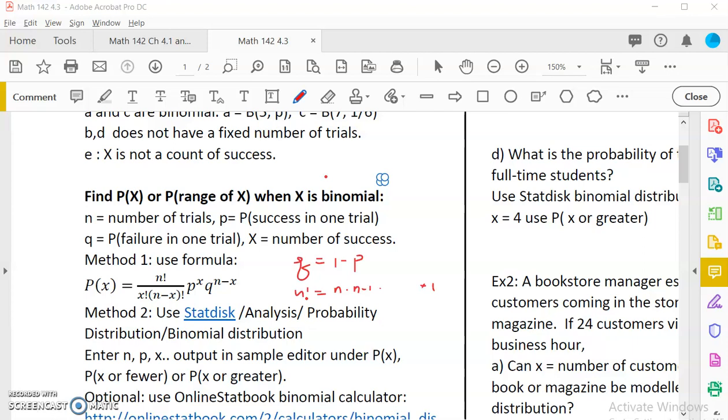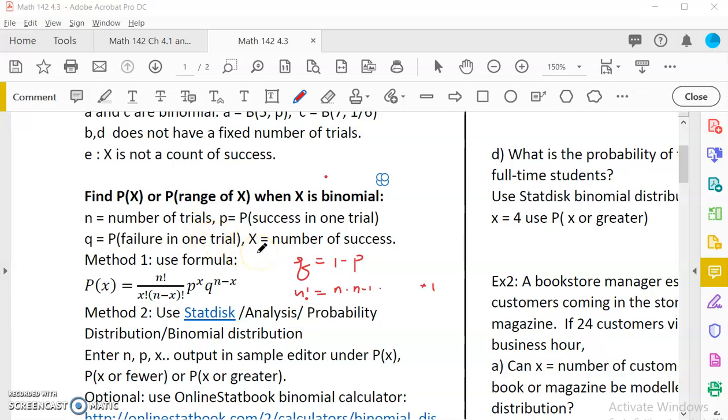Hello, statistics student. This video is for chapter 4.3, Binomial Distribution, Part 2. In Part 1, we described what a binomial distribution is and gave some examples of what can be modeled by a binomial distribution, so we can calculate probability of it. Now we are actually getting into how to calculate them.